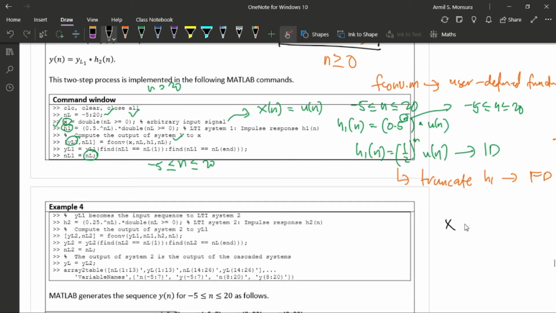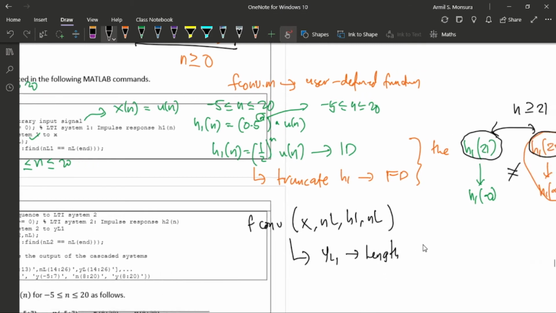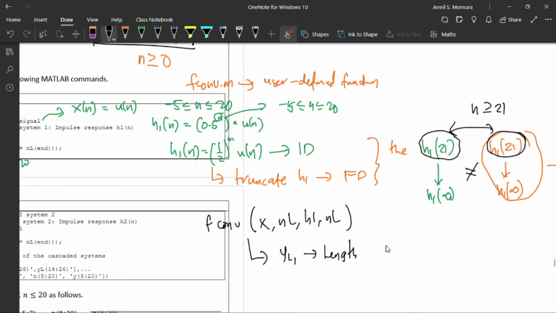So if we actually produce the convolution sum of the sequence x of n and the truncated sequence h1 using numerical convolution, this would result in a sequence yl1 whose length would be... we discussed before how to determine the length of the resulting sequence of the convolution sum for finite duration sequences.